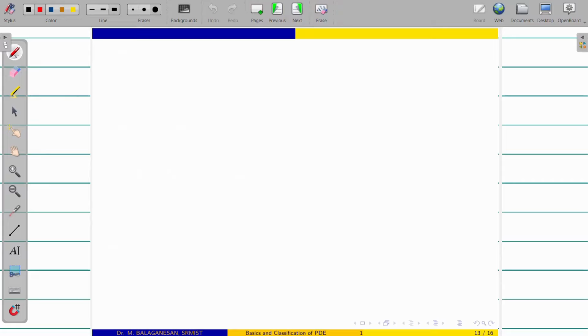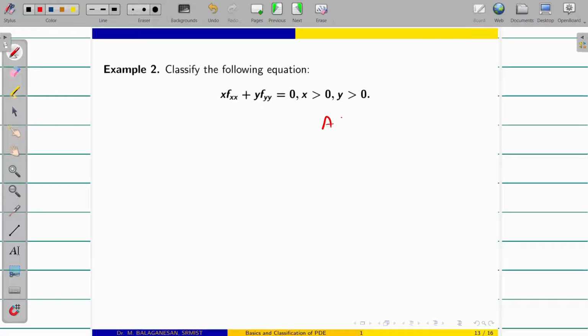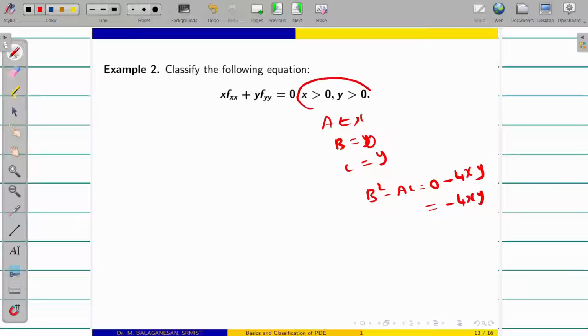Hyperbolic at all points. Then one more different problem. Here a is x, b value 0, c value y. Then b square minus 4ac is equivalent to 0 minus 4xy, equivalent to minus 4xy we are having. So look at that. They have given the restriction here. If the restriction is not there, we will get different cases. X or y 0 means parabolic. X is negative.